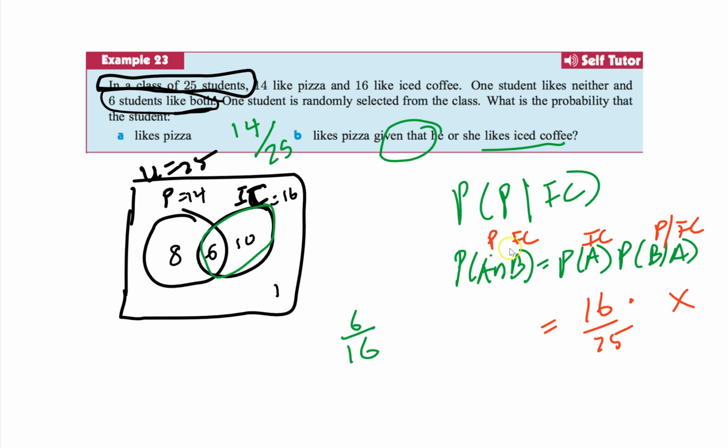And then probability of pizza and iced coffee at the intersection. So that's 6 out of 25, right? Because it says probability, multiply by the reciprocal. So multiply by 25 over 16. This is always going to cancel out, so I almost forgot to write it. And you get 6 over 16, the same answer. So that's the idea with that.